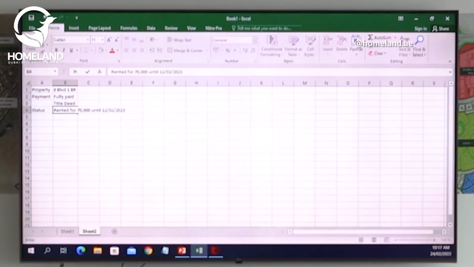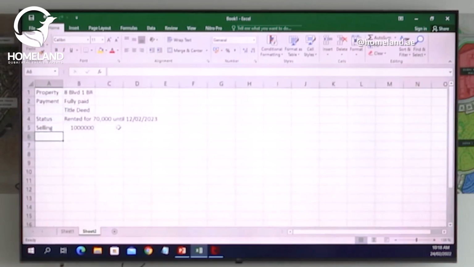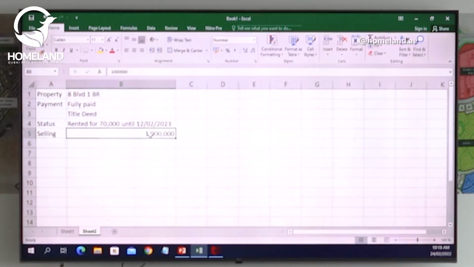Agreed. What's the price? 1 million. Selling price. That's your selling price. Maybe it's zooming. Can you make it bigger? Zoom in. The zeros are decimals. After the zero, I don't need fills. Selling price is 1 million.